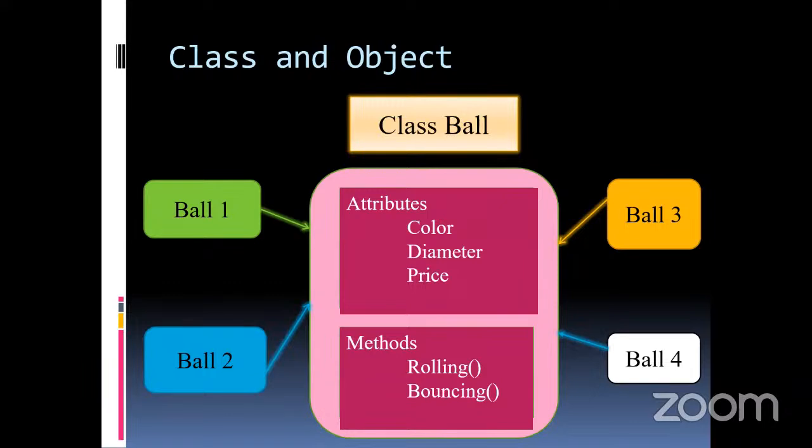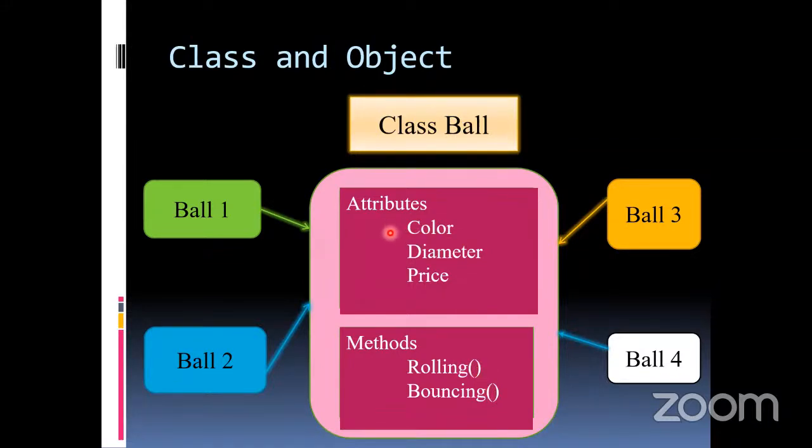The next thing is behavior. What are all the behaviors of the ball? It will roll, it will bounce, right? So any action done by the ball will be the behavior, and those are the methods. Technically, we should mention them as attributes and methods. Methods will have open and close parentheses. Attributes will not have anything.